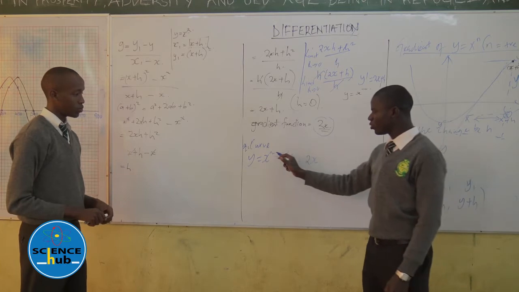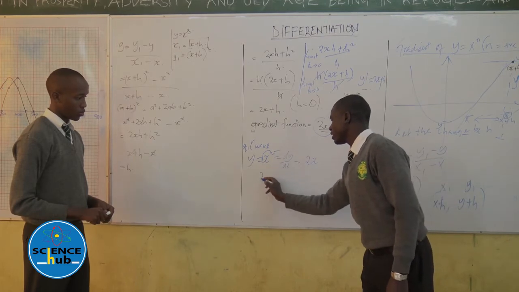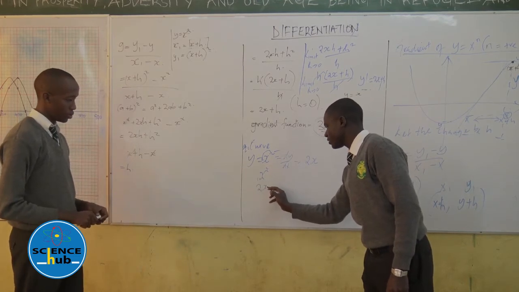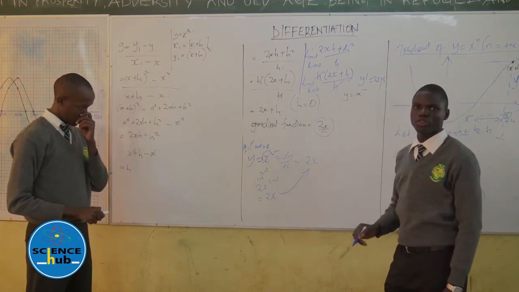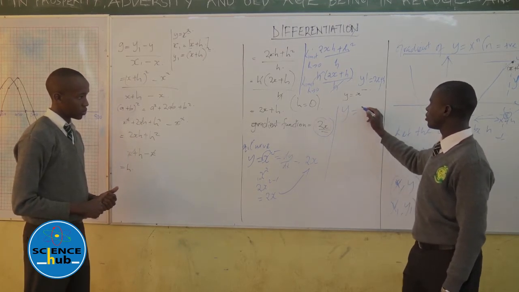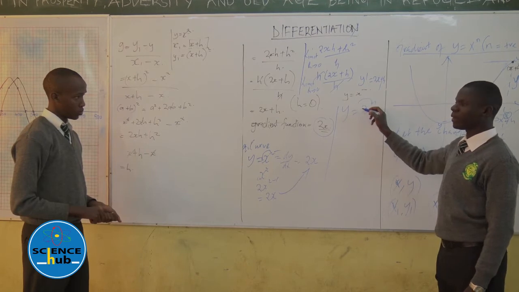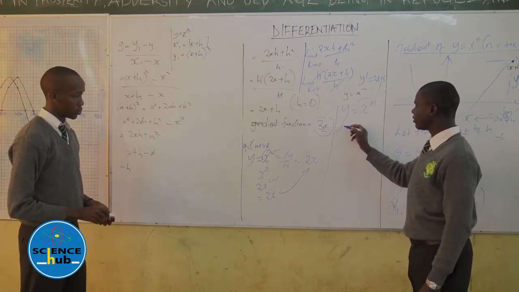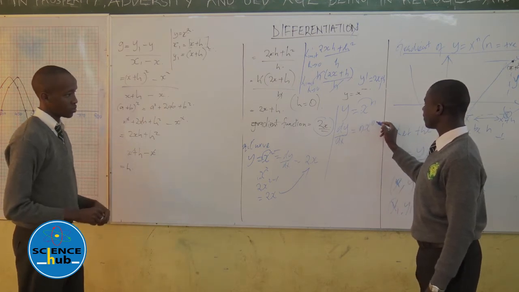This simply means that he took the 2, brought it to the front, and subtracted 1 from the power. Let's try x squared. He has taken the 2 to the front part, so it gives us 2x to the power 2 minus 1, which is 2x. So if you are given a curve y equals x raised to n, you take this n, multiply by x, then subtract 1 from the power, to give us our gradient function, dy over dx, to be nx^(n minus 1).